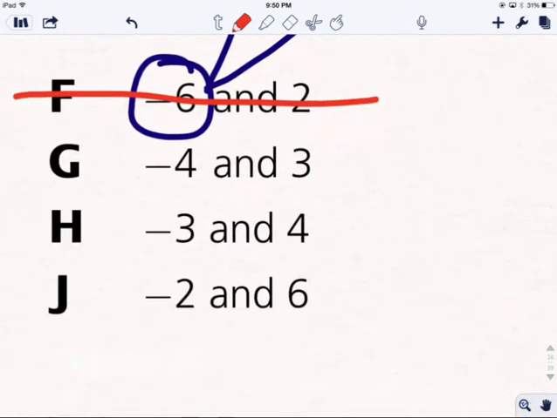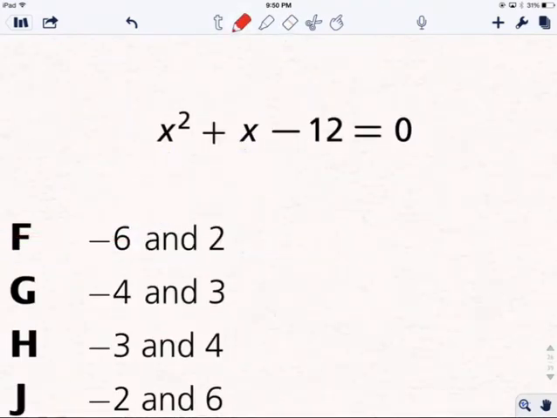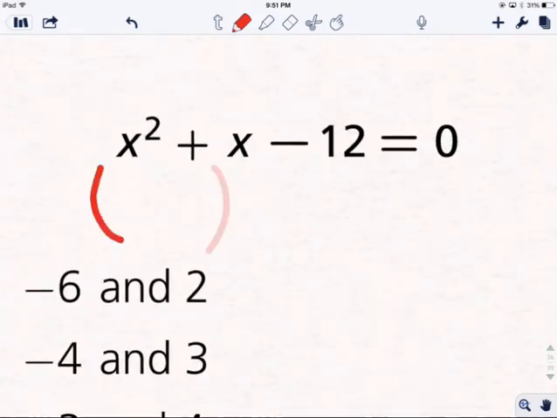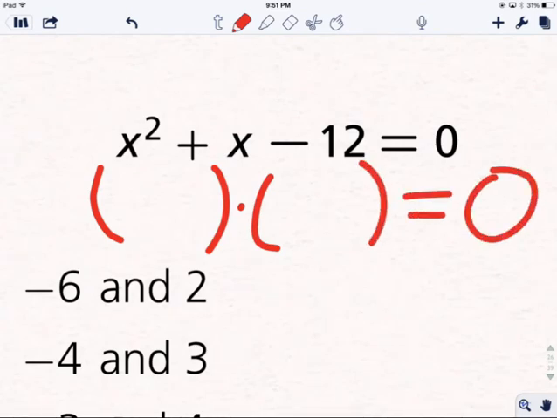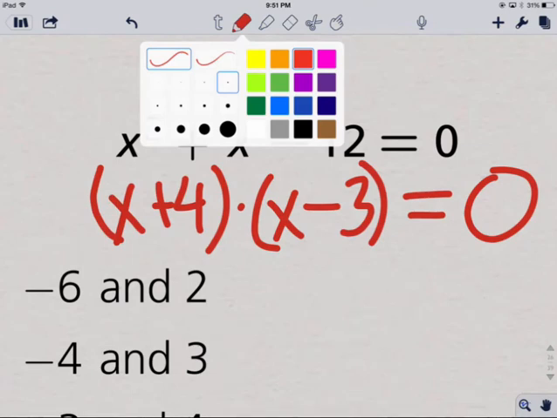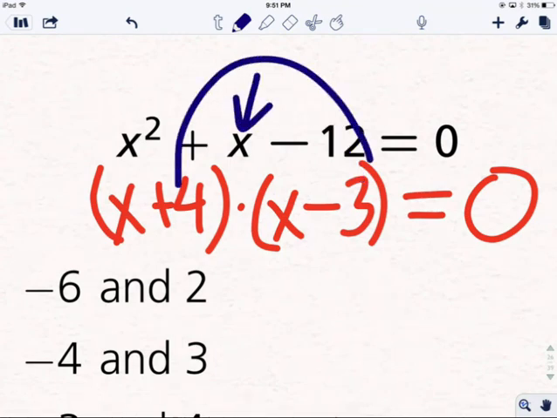Now, you could test the other ones the same way, or you could do this the way that I taught you, which is by factoring. If you factor this and turn it into a product of 2 binomials, the shortcut tells us x and x. So there's going to be a positive something and a negative something. Positive 4 and -3, right? Because these two numbers multiply to equal -12, and they add up to equal +1, which is the number multiplying the x here.